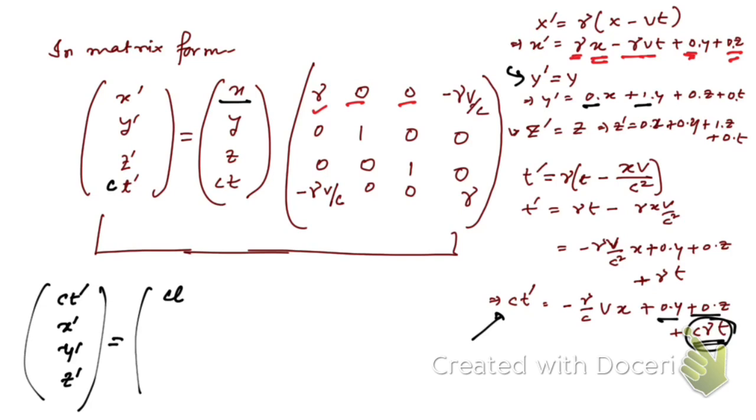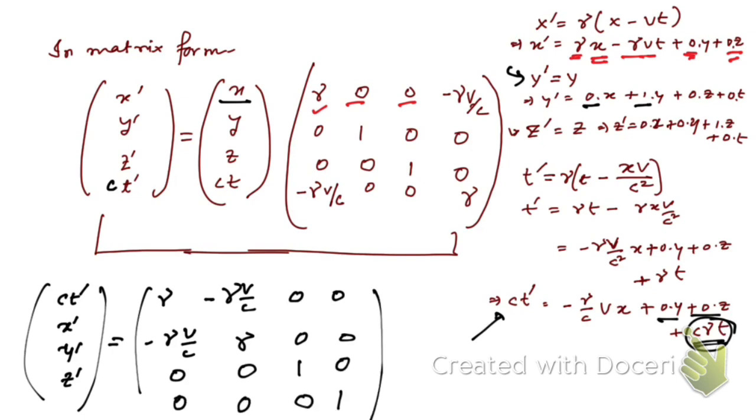Okay, or you can write this way. First you can write this way also: gamma, minus gamma v by c, 0 0, then minus gamma v by c, then gamma 0 0, then 0 0 1 0, then 0 0 0 1, then you can write here ct x y z. Okay, so this equation can be written in this form as well.